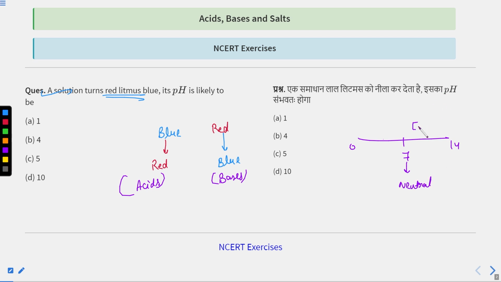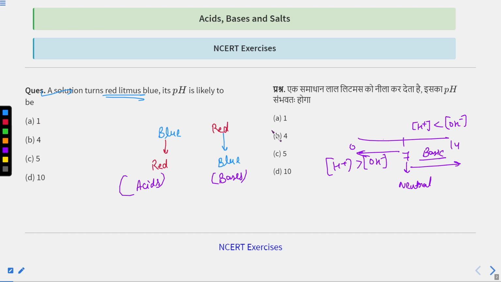From 7 to 14, the concentration of OH negative ion is more than the concentration of H positive. It means 7 to 14 is the basic region. When you move from 7 to 14, from the center point to the right side, basic strength definitely increases, and the concentration of OH negative ion increases. Similarly, from 7 to 0, the concentration of H positive is more than the concentration of OH negative. It means 0 to 7 is the acidic region and 7 to 14 is the basic region.